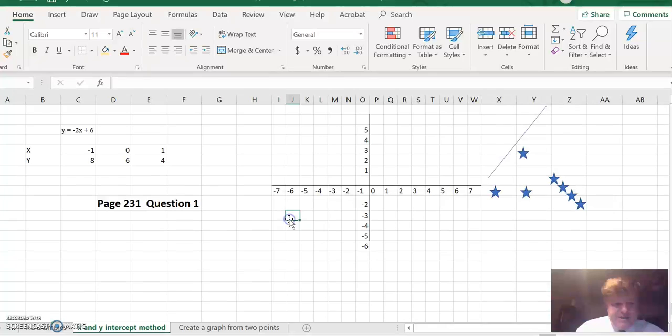So let's have a look at these points. x equals -1 and y equals 8. So I think we'll just count up to check: 1, 2, 3, 4, 5, 6, 7, 8.